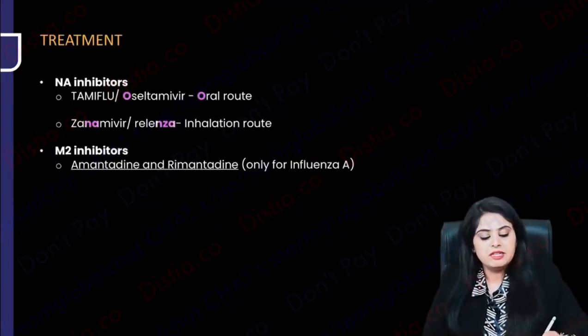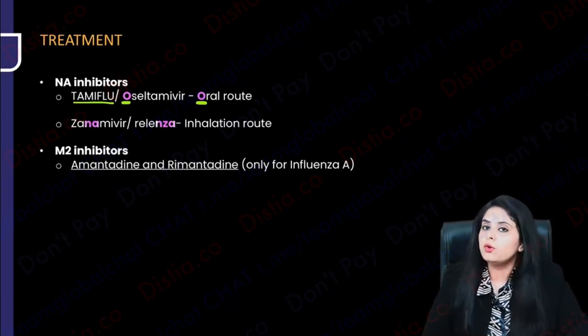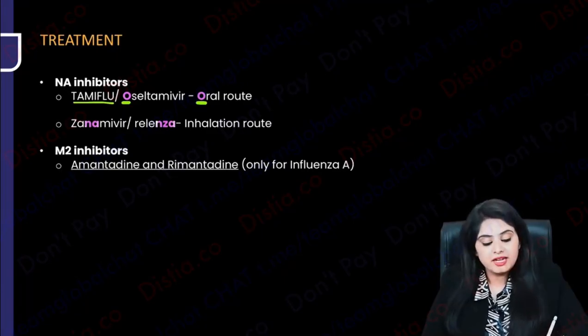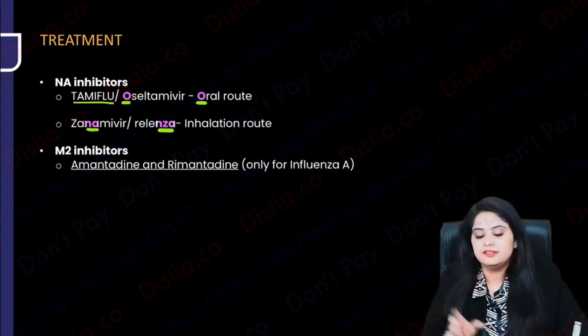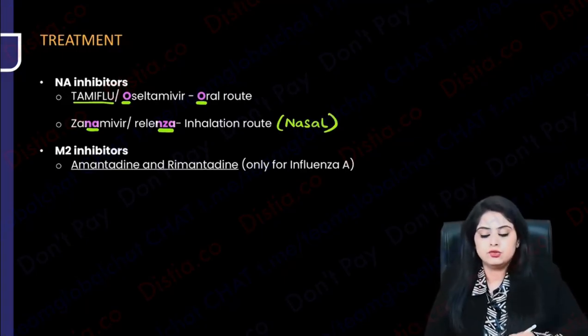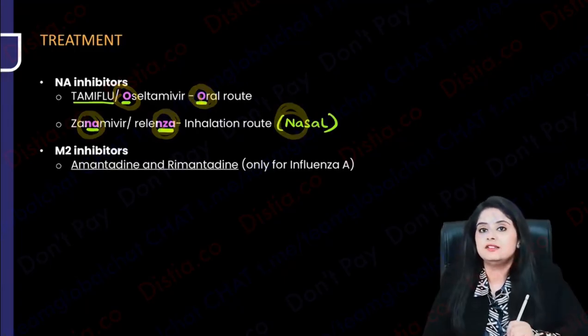It's very simple. So we have a very famous drug called Tamiflu, known as oseltamivir. Oseltamivir is given by what route? O for O. Oseltamivir is given by oral route. There is another drug called Zanamivir or Relenza. All of them have nasal in them, right? Zanamivir, nasal, Na, Relenza, nasal. So inhalation route. Basically nasal or inhalation route. So repeating, oseltamivir is by oral route and Zanamivir or Relenza is going to be by nasal route.